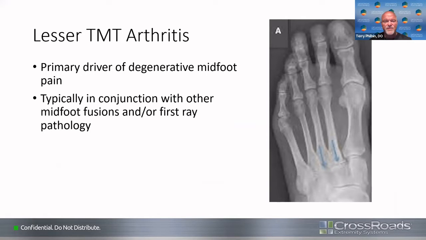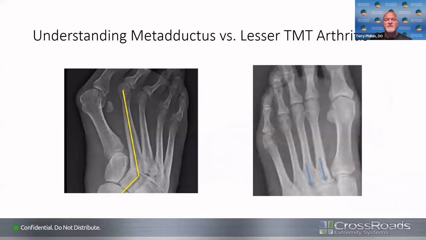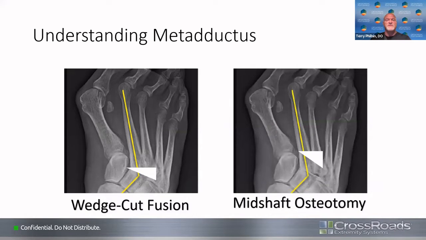When we look at some of the arthritis, a lot of that's going to occur throughout the midfoot. Sometimes it'll be in conjunction with the first TMT. Other times it'll be all alone and by itself. When we start looking at metatarsus adductus and what effect this has, in a lot of cases we'll see this deformity, and sometimes there will be arthritis associated with that, and sometimes not. In the cases where we want to correct that, it can be done through the joint with a wedge cut type fusion, or it can even be done with osteotomies.